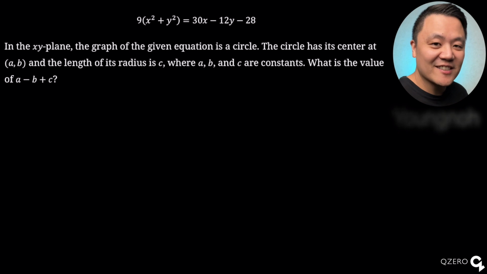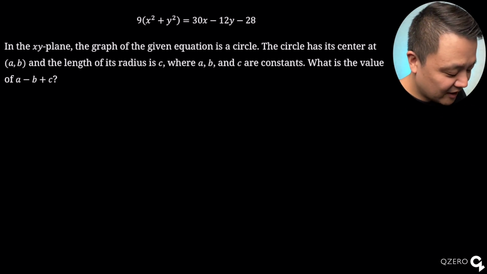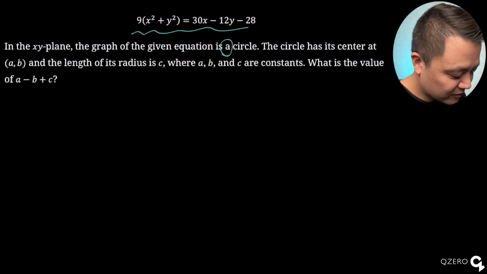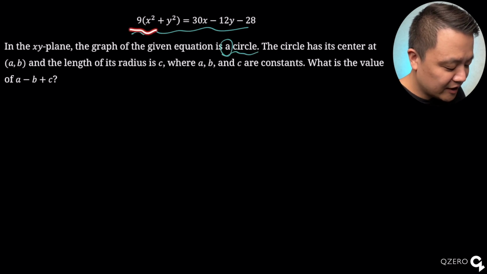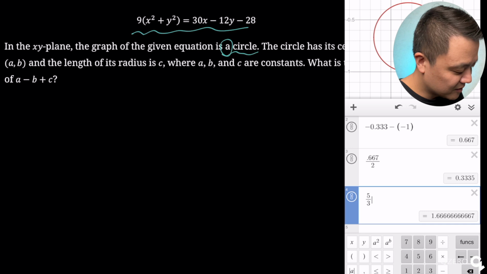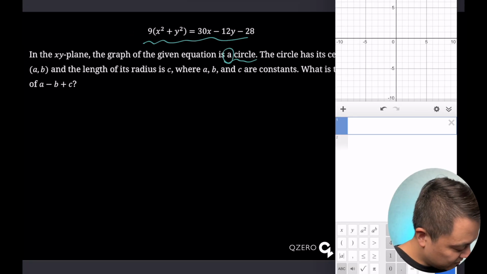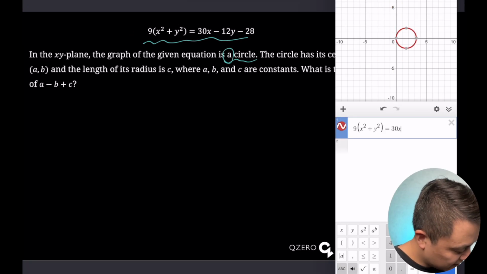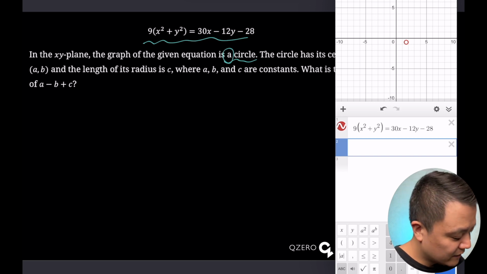Let's solve this question. In this question, we have an equation of a circle. Since we don't have any unknown constant here, we can just draw the graph of it. Here comes the Desmos. I'm just gonna draw 9 times x squared plus y squared equals 30x minus 12y minus 28. We have a very small circle.